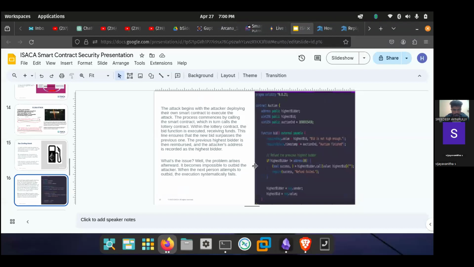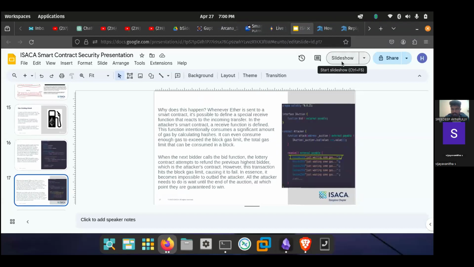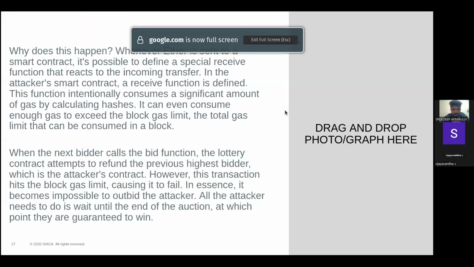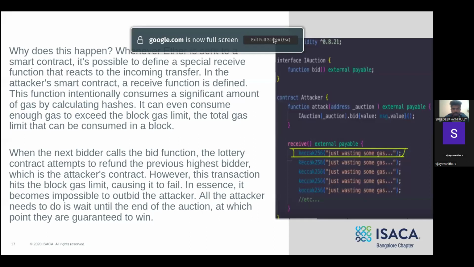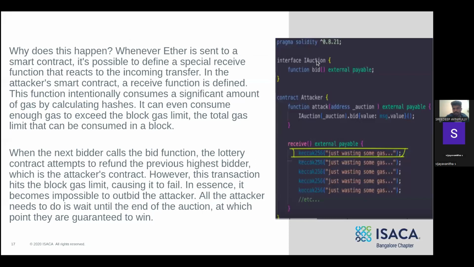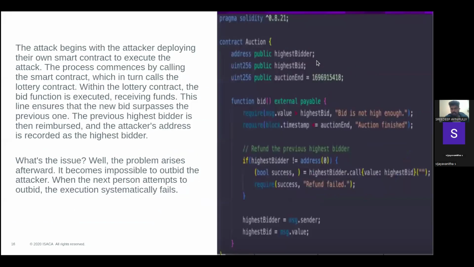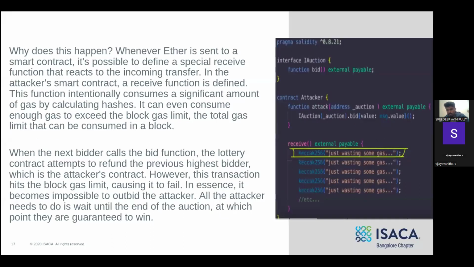Okay, and next slide. What is this? The next slide. Okay, what does this happen? So this is the explanation of the attacker's contract. This is the original contract, and this is the attack contract.